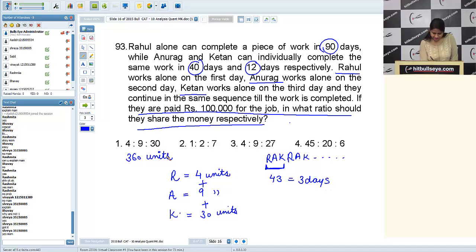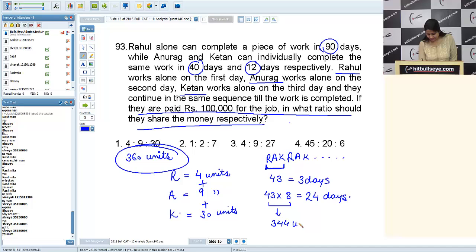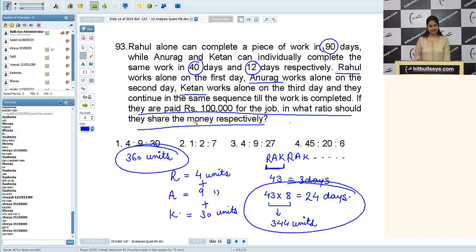And we want to reach this 360. So before 360, what is a multiple of 43? It will be 43 into 8. It means in 24 days they are doing 43 into 8 work, these many units, and 43 into 8 is 344 units. Are you getting me? So in 24 days these many units they have done.